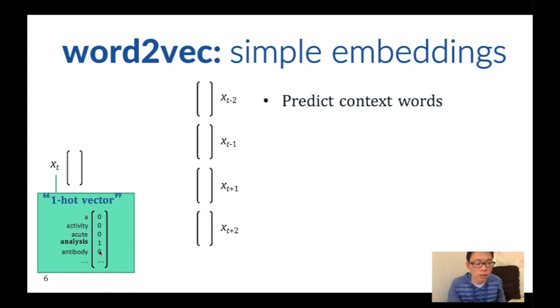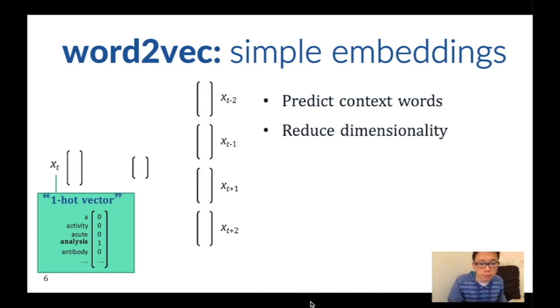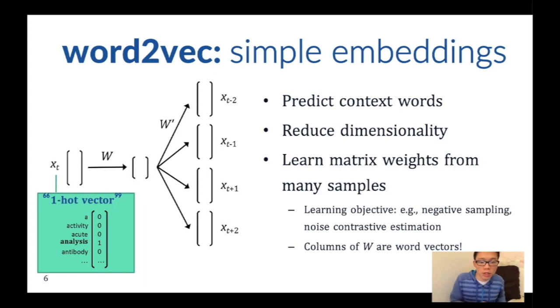There's a 0 everywhere else except for on the word analysis, or whichever word you're looking at in focus at any particular moment. Okay, so we want to predict the context words, and those context words are also going to be represented similarly. So how do we do that? Well, we want to get from this large vector that's as long as a dictionary, squeeze it down into a smaller vector in between by means of some linear algebra operations. We're going to use matrix operations.